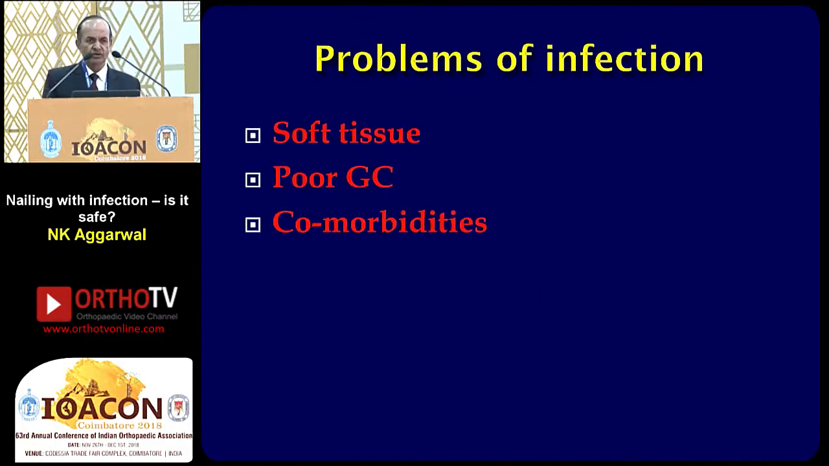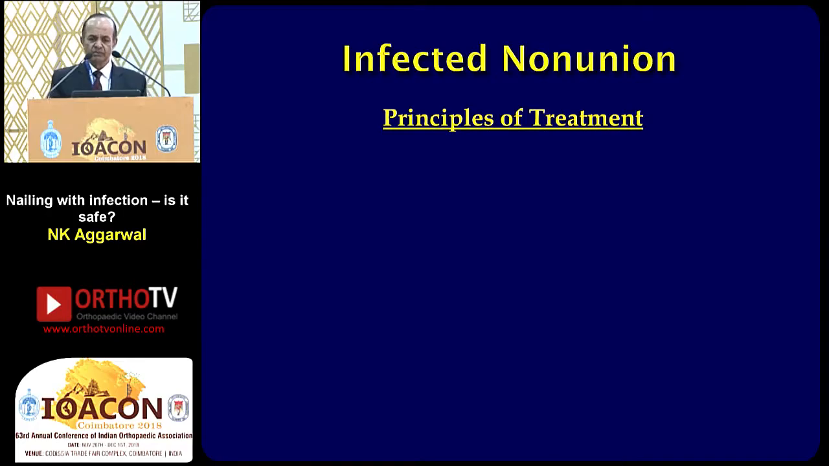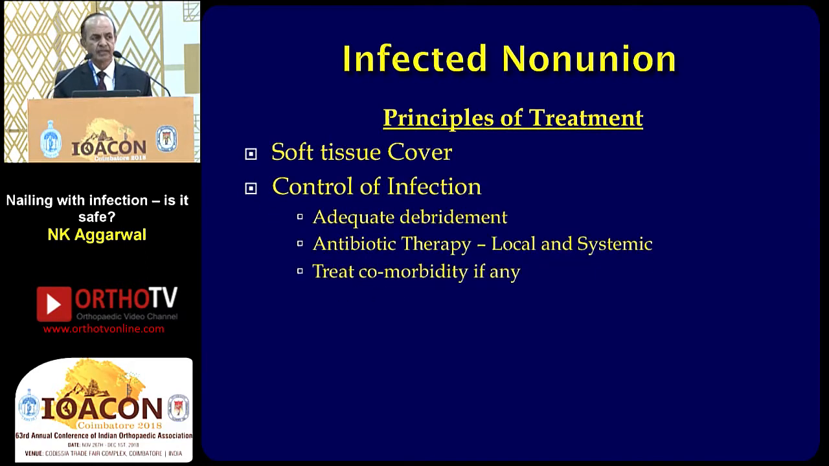Infected non-unions have other problems apart from infection and non-union, and these are soft tissue problems, poor general condition, and comorbidities. We have to look after them as well, along with infection and non-union. So the principles of treatment for infected non-union are as follows. Soft tissue: we must get a good soft tissue, and if it needs cover, we must get a plastic surgeon to cover the soft tissue.